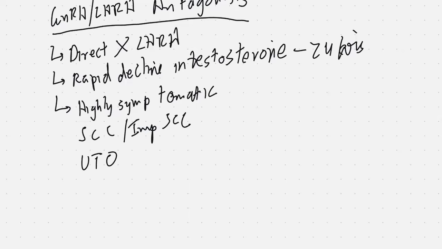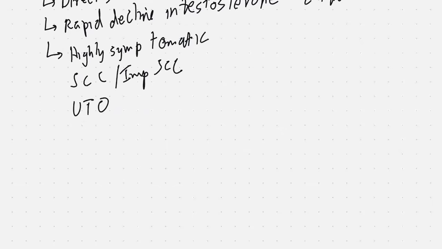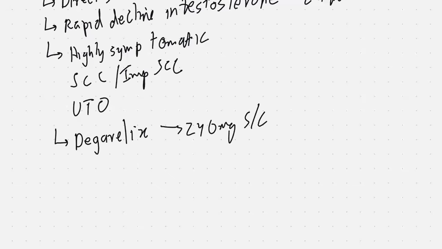So what are the agents given here? So we have two commonly used agents. One is degarelix. Degarelix is given at a dose of 240 milligram subcutaneous. This is given as a loading dose. And then monthly, it is given at a dose of 80 milligram subcutaneously every month.